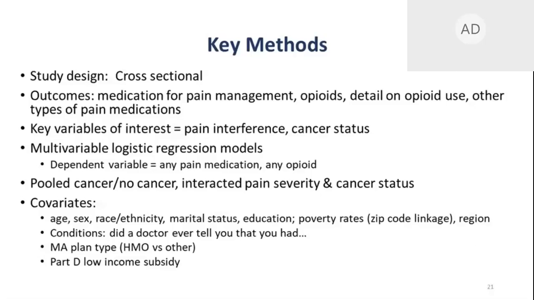And then we pooled our cancer and non-cancer cohorts, and we interacted pain severity and cancer status in order to test whether there were differences in medication management for cancer versus non-cancer across different levels of pain severity. Our covariates in the analysis were the usual demographic characteristics, health conditions as reported in a chronic condition checklist on the Emhoff. We included an indicator for whether the individual was enrolled in an HMO versus a PPO, and whether they had the Part D low-income subsidy or extra help.